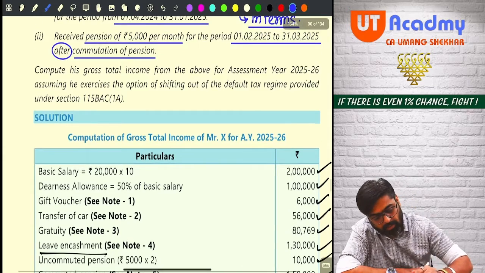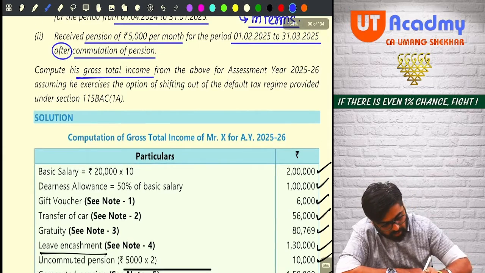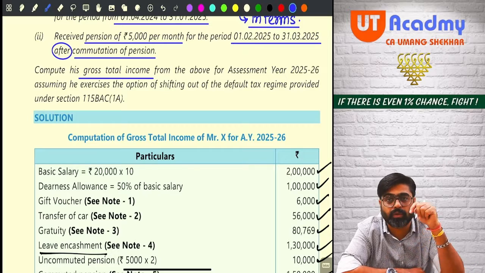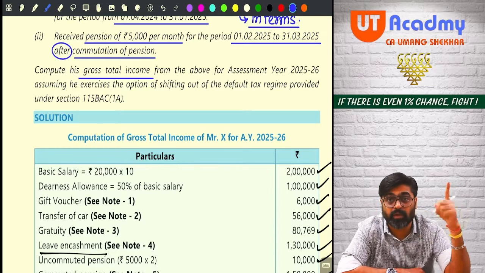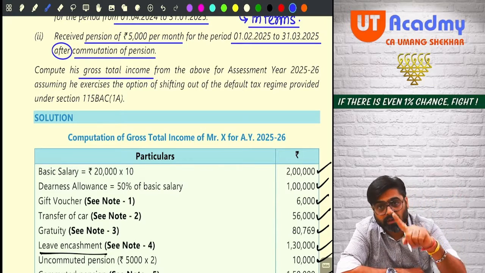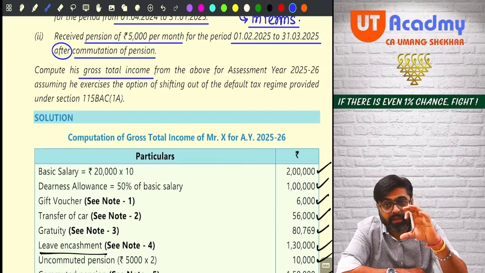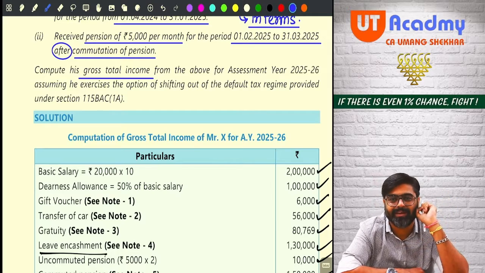Now pay attention. Compute what? Gross total income. They are telling you to compute gross total income. Meaning that 5 heads, that will include salary also, that will include all other 4 heads. Clubbing also to be done. Set off and carry forward also to be done. Then there will be a total, that will be the gross total income.